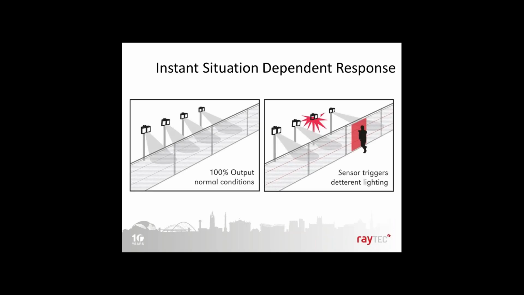A good example here: lighting all on 100% in a sterile zone, maybe at a prison or somewhere like that. Someone approaches the fence line, the camera detects it and the lights flash, so a security guard would see this happening, knowing that someone is on site or someone is where they shouldn't be. Very easy to do, very simple to do.